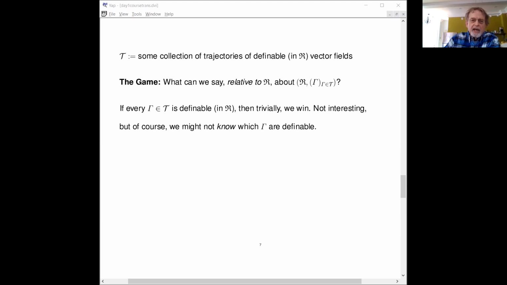All right, so again, if every trajectory is already definable downstairs, then trivially we win. That's of course not very interesting at all. So it does get interesting sometimes. We might not actually know which trajectories are definable and which aren't, but generally we're going to be looking for new things to put on top of what we started with.